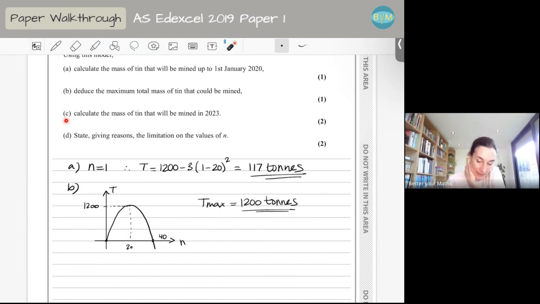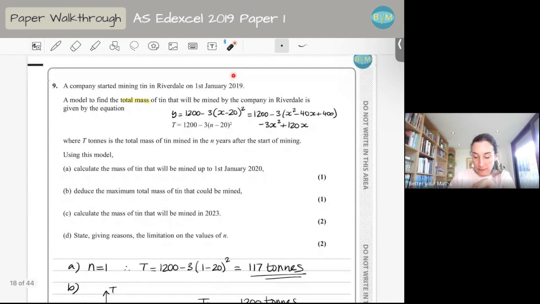Then, C, calculate the mass of tin that will be mined in 2023. Remember, this is giving us something cumulative. From 2019 to 2023, 4 years have passed. If I substitute m by 4, I'm going to get all the cumulative tin for those 4 years. What I want to do is just 2023. So think, how are we going to find that?